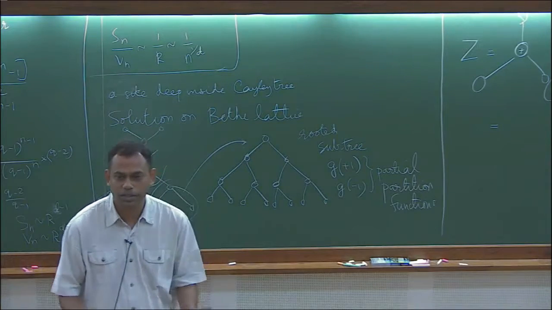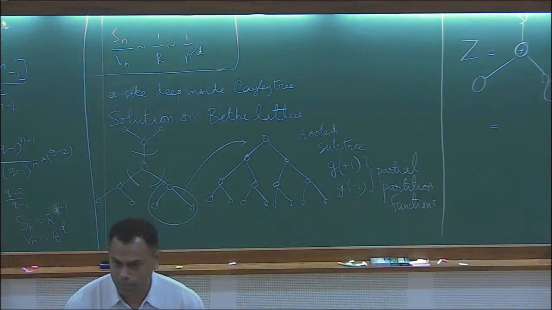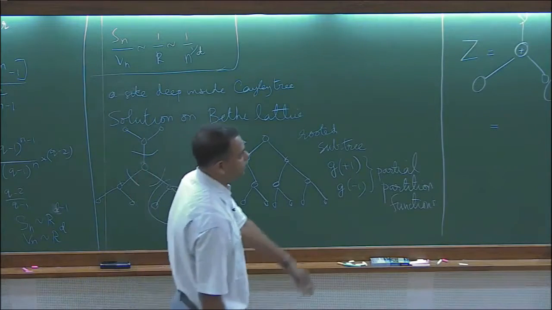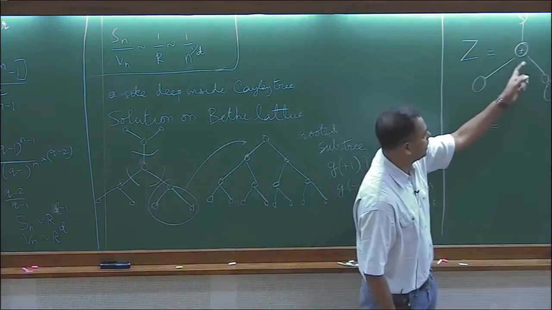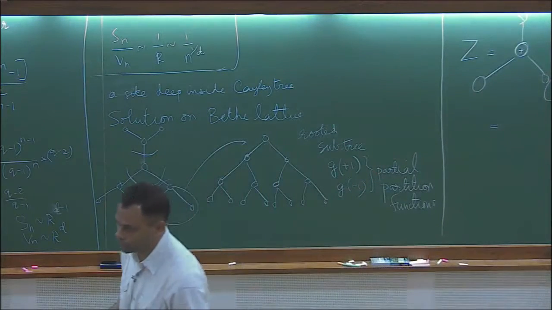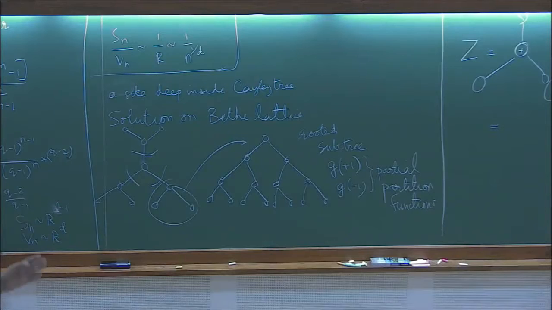Can you take one minute and write down the expression, and then I'll just ask. So I have these three rooted subtrees, and I'm joining them together to a central site, which could be plus or minus. I want to write an expression for z. So why don't you try for 1 minute, see if you can do it, and then we can just discuss.